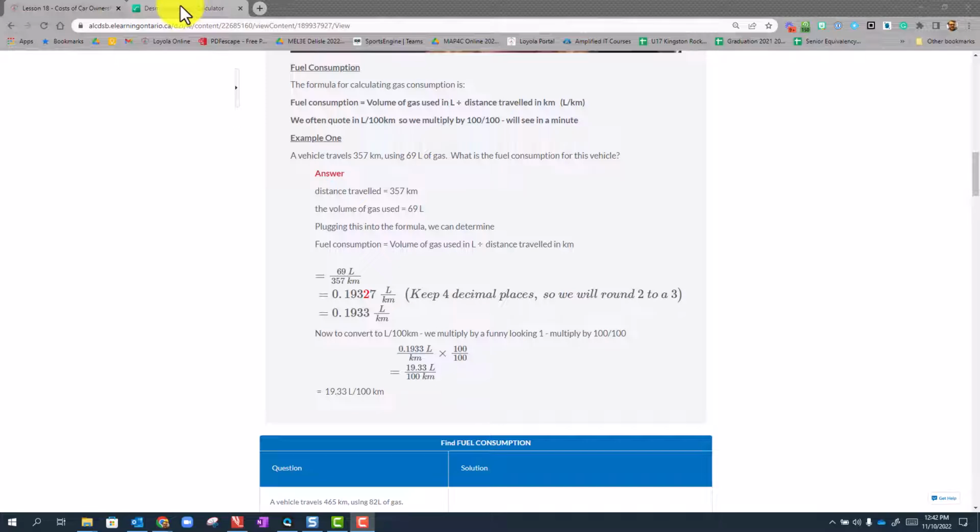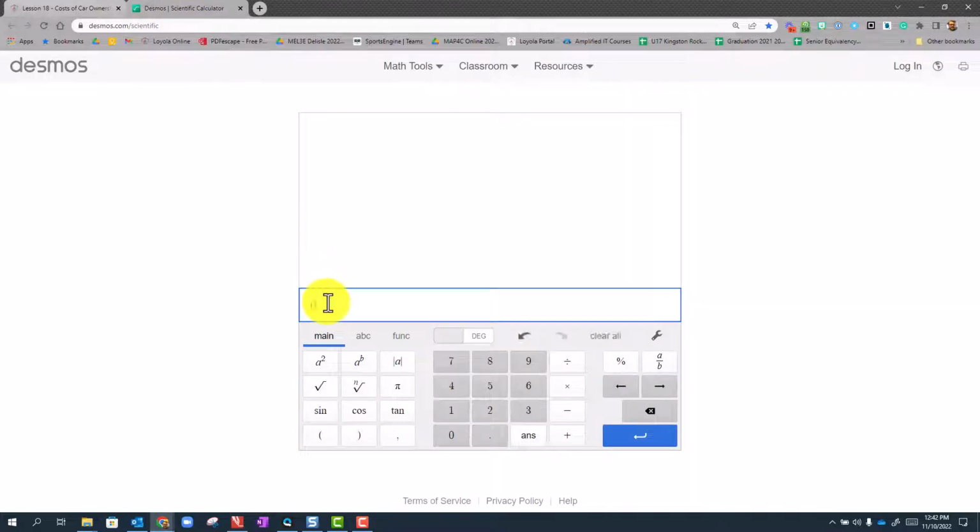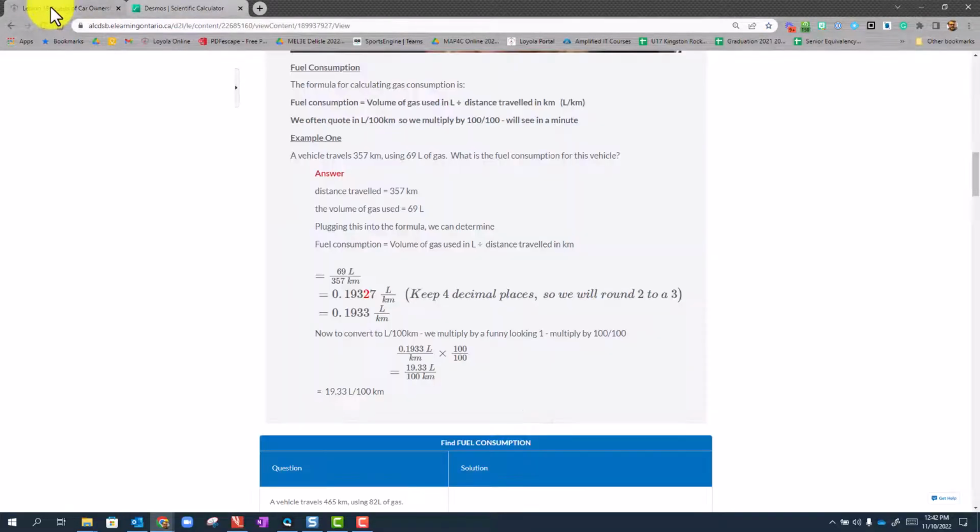So I can go ahead and do 69 liters divided by 357 kilometers, which is this big long number. Okay, and we're going to be quoting to 4 decimal places, so I'm going to look at that fourth decimal place as a 2, so it can stay the same or get one bigger. Because the next number is big, we're going to push it up to a 3, so that's 0.1933 liters per kilometer.